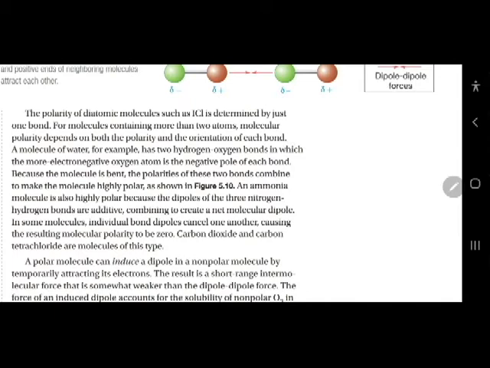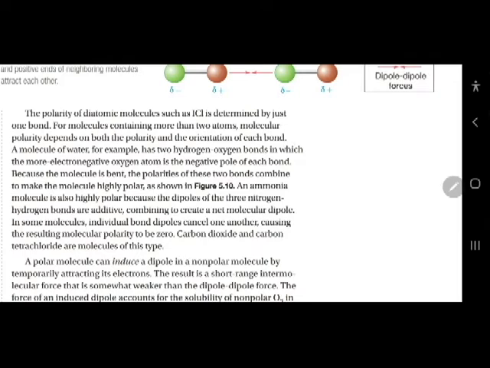Now the polarity of diatomic molecules such as ICl is determined by just one bond. For molecules containing more than two atoms, molecular polarity depends on both the polarity and the orientation of each bond. So a molecule of water, for example, has two hydrogen-oxygen bonds in which the more electronegative oxygen atom is the negative pole for each bond.